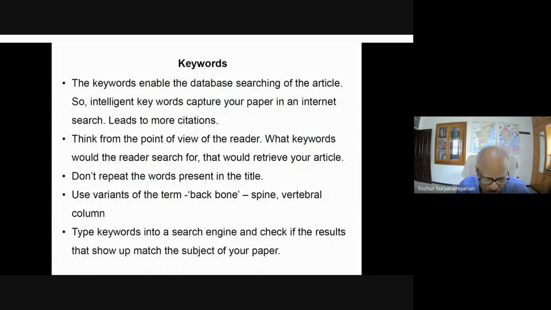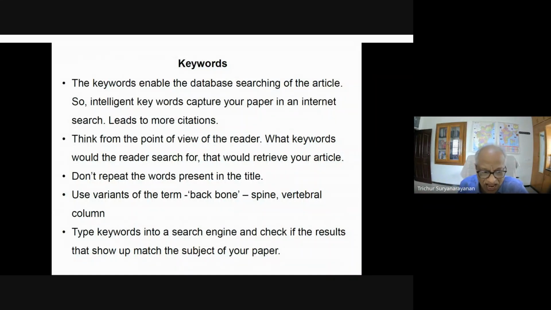So how to do this? After completing the paper, what you do is you stop being an author. Think from the point of view of a reader of the paper. What keywords would the reader search for that would retrieve your article?